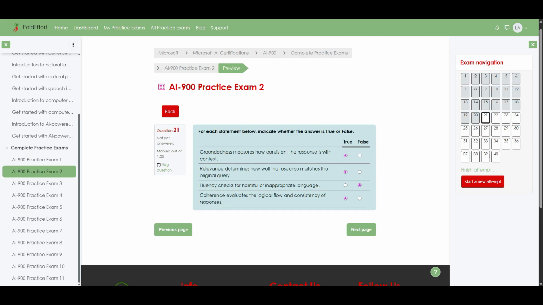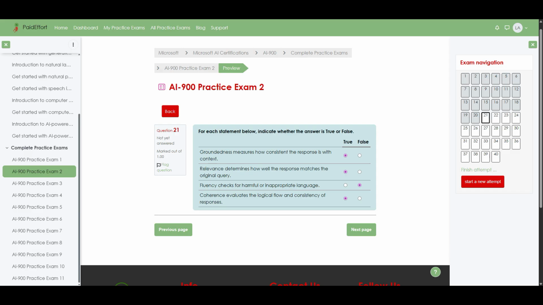Groundedness is true. This metric tells us whether the response aligns with its source material or context. It's essential for evaluating if an AI-generated answer is sticking to factual grounding rather than making things up. Relevance is also true. It assesses how well the generated response addresses the user's original question or intent. If a model veers off topic, it loses relevance, even if the answer is fluent or grammatically correct.